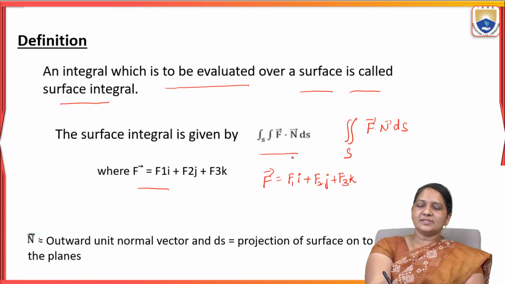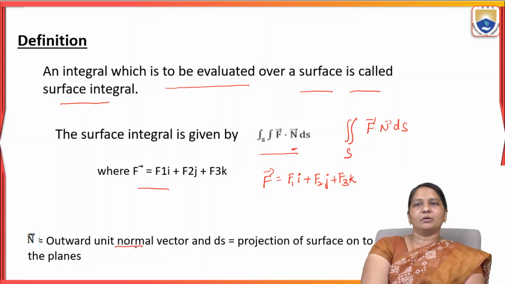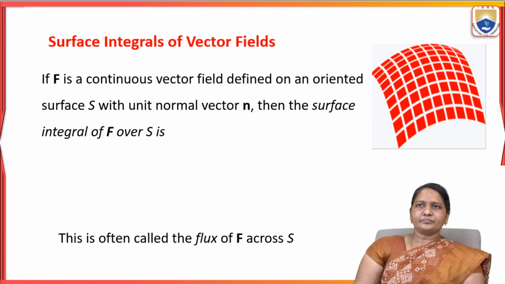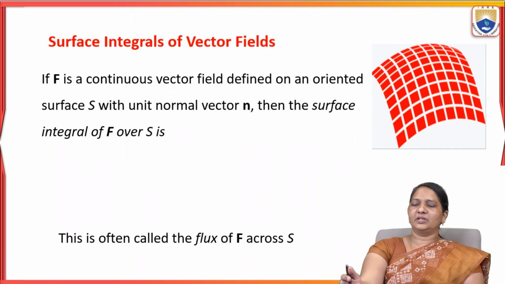So here, what is n bar? n bar is the outward unit normal vector, and dS is the projection of the surface onto the planes. This is the definition of the surface integral. Here we can observe the figure.